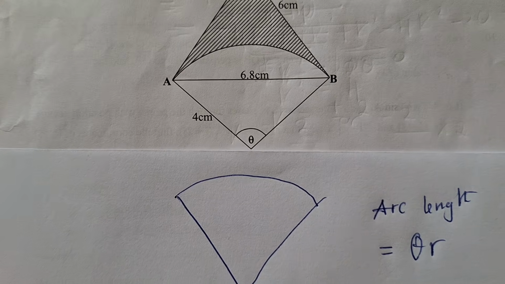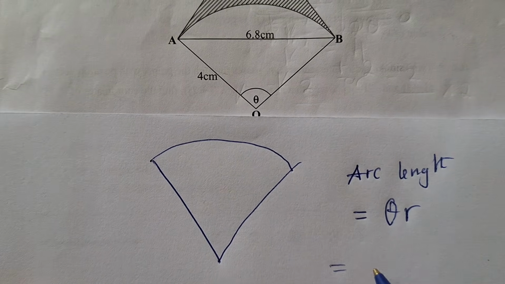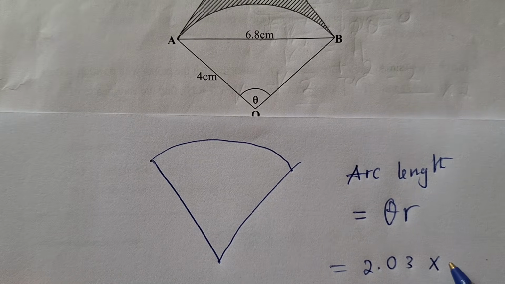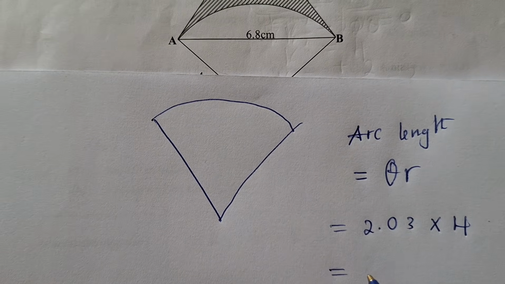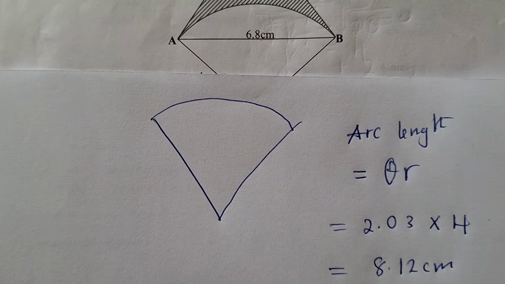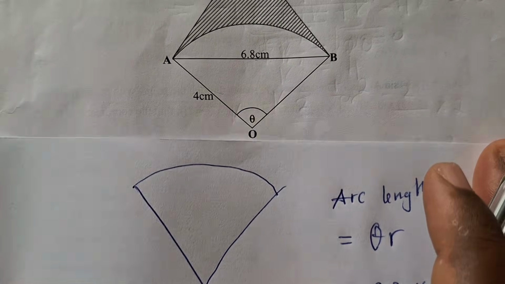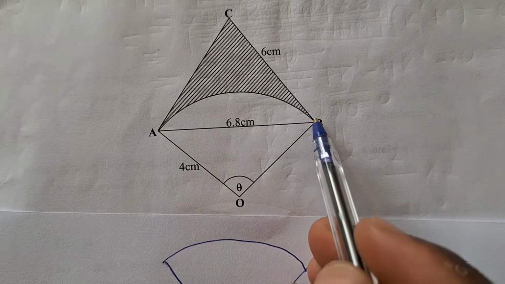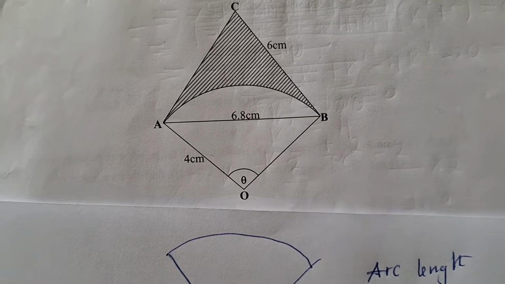Okay? So my theta, I've just found theta to be equal to 2.03, times the radius, which is r, that is 4. And when I multiply these, I'm getting 8.12 centimeters. So 8.12 is my arc length. It's this arc length. So the next thing will be to add arc length plus this side plus this side. This is 6 centimeters, 6 centimeters.